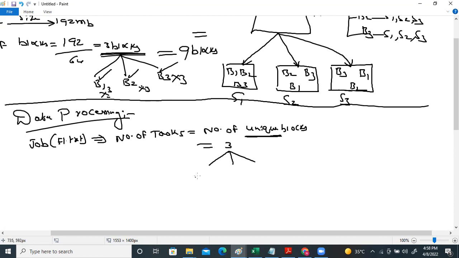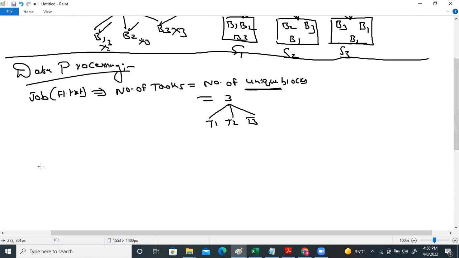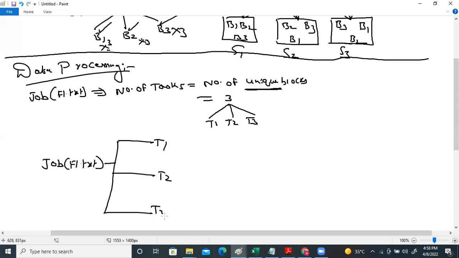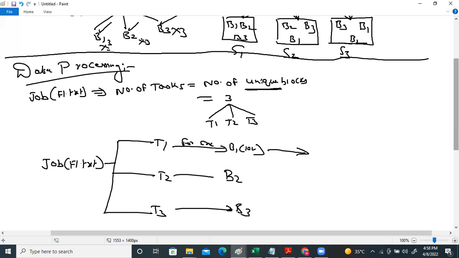So T1 task, T2 task, T3 task. Now job is to process f1.txt. T1 task, T2 task, T3 task. T1 for executing B1 10 lakh records, T2 is for B2, T3 is for B3. Now try to answer everyone. Who should execute this T1 task?